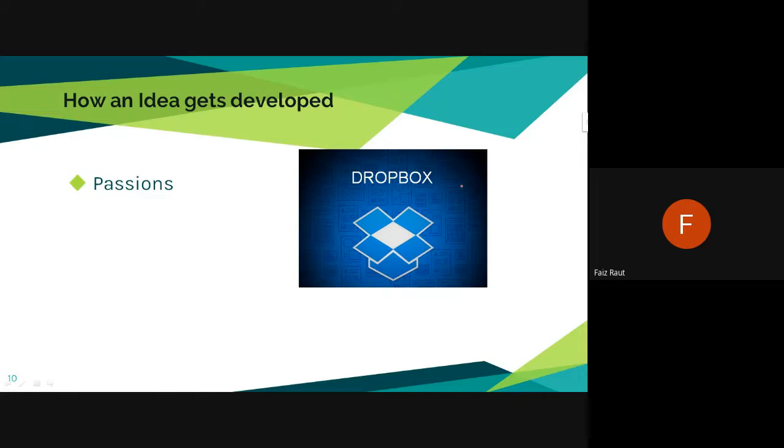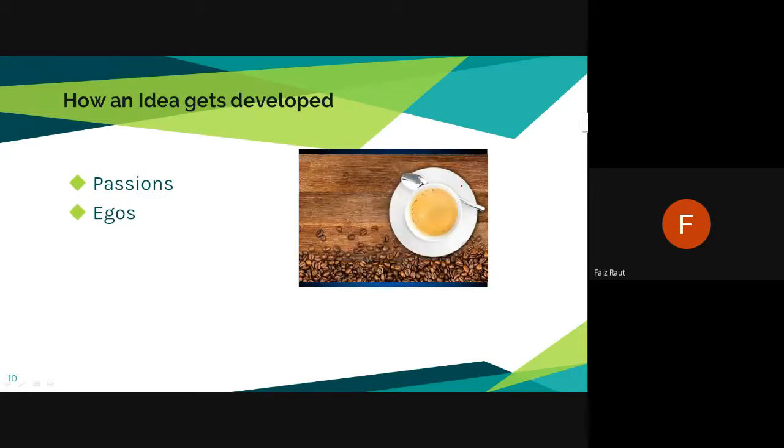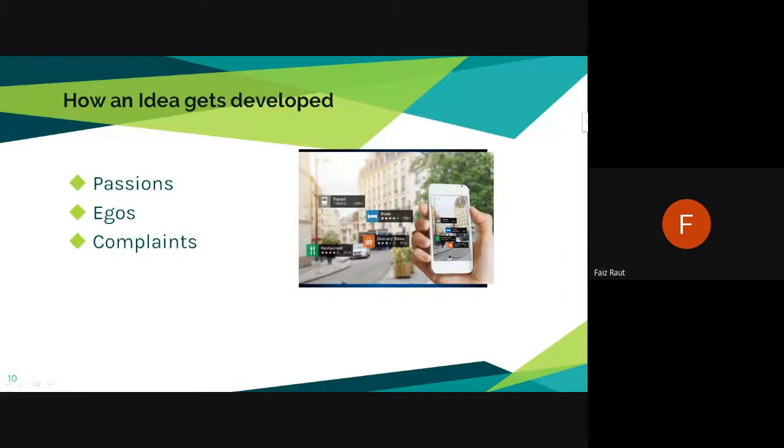So by passion I can develop an idea, I can develop through ego. मैं इससे अच्छा कॉफी बनाता हूँ, ये क्या बनाता है होटल वाला, मैं इससे अच्छा कॉफी बनाता हूँ. Because of that ego I can develop an idea. और through complaints, ठीक है सर ये अच्छा नहीं लग रहा है, वो अच्छा नहीं लग रहा है, because of your complaints we can develop some ideas, and I can start an idea from that business as well. ये कंप्लेंट्स था, गूगल को कंप्लेंट्स दिया था.